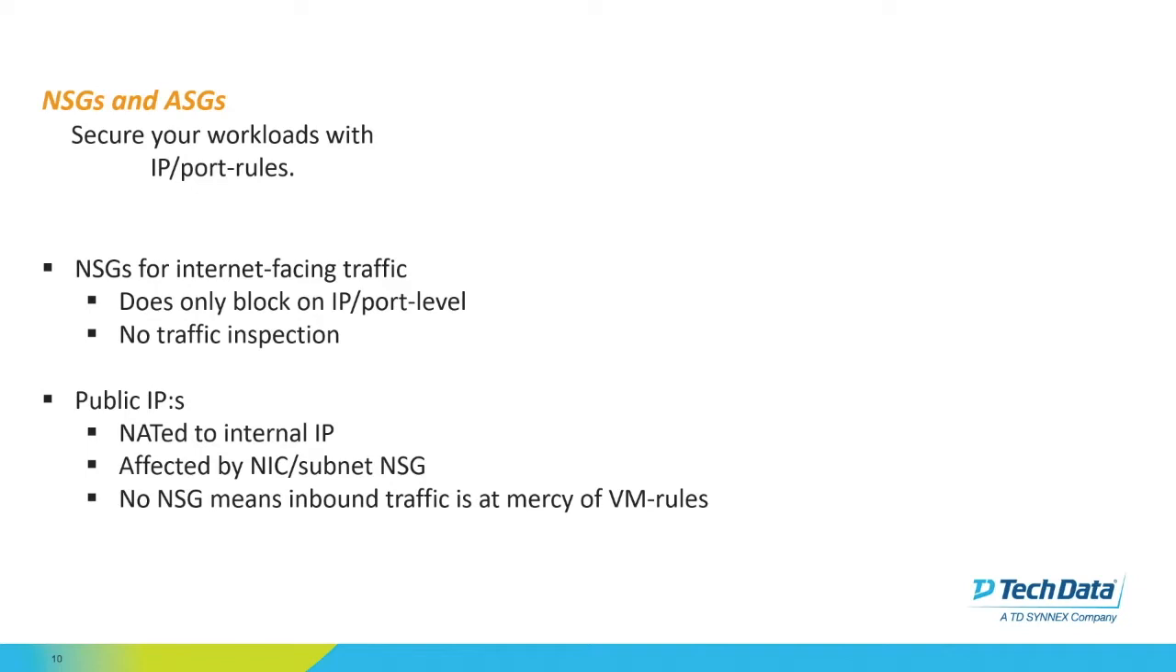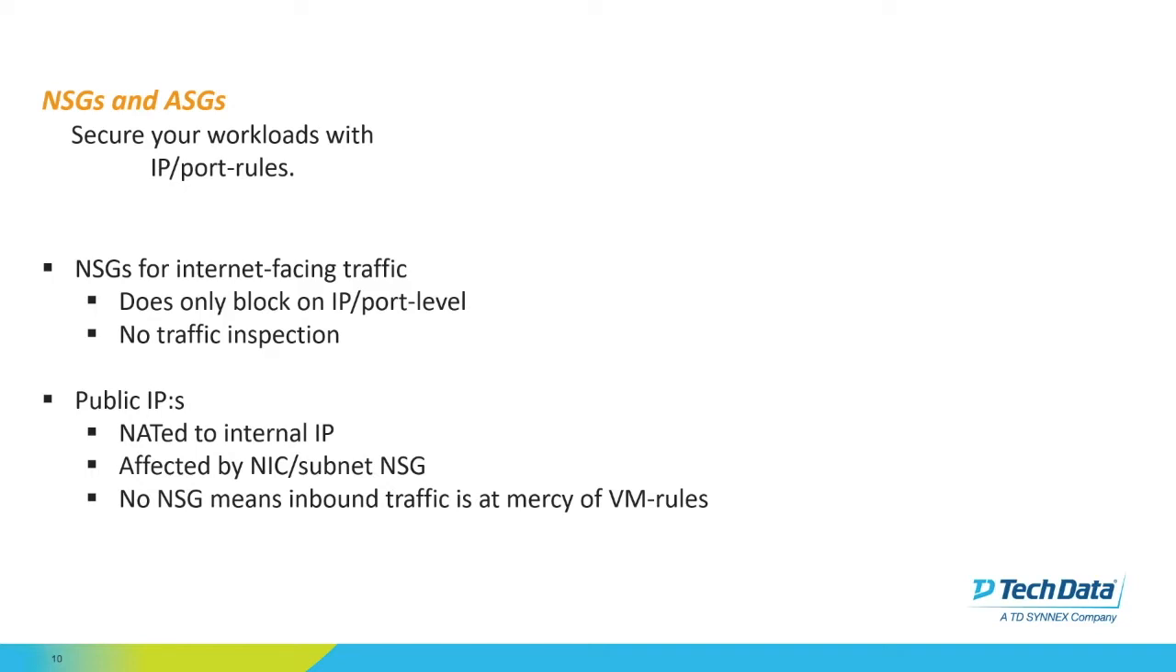And if you add a public IP to that, it will be straightly knotted to that IP. So I really want to underscore this, because that means, let's say you don't have an NSG or you have a weak NSG. That means that you are basically at the mercy of whatever firewall rules you have set at the VM level. So this is really something you need to understand.